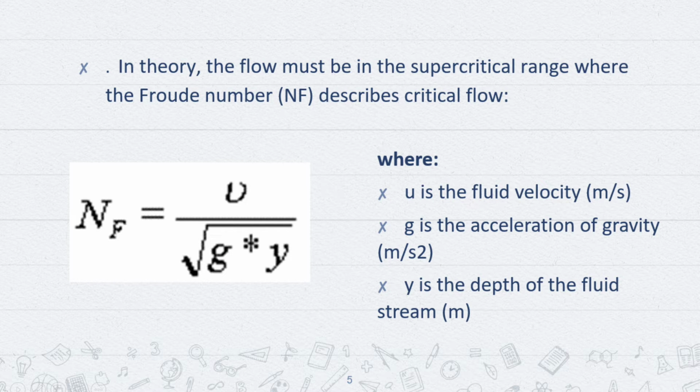In theory, a flow must be in the supercritical range, where the Froude number, which is NF, describes critical flow. So, as you can see, here is the formula where U is the fluid velocity, G is the acceleration of gravity, Y is the depth of the fluid stream. If NF equals 1, the flow is considered as critical. If NF is less than 1, the flow is considered as subcritical. And lastly, if NF is more than 1, the flow is considered as supercritical.